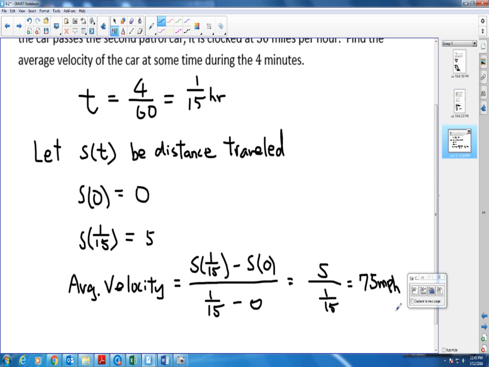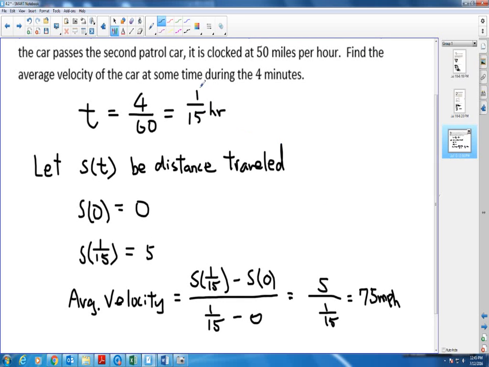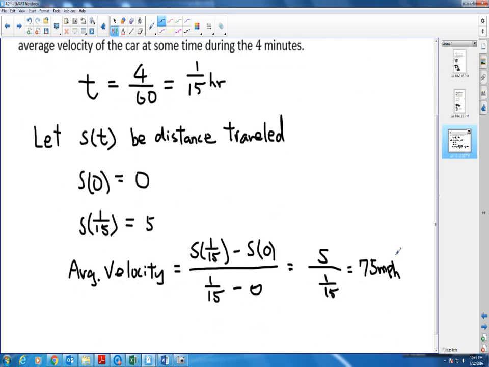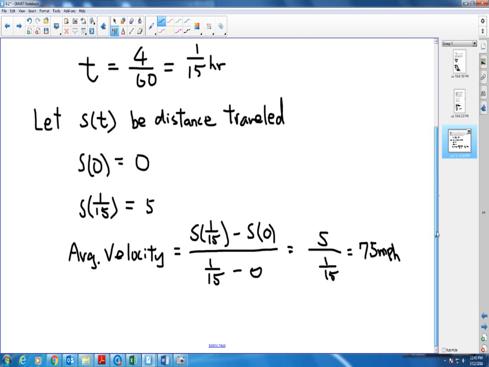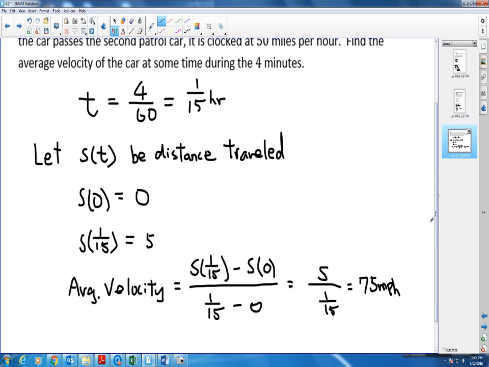So what this tells me is, if this position function is differentiable, we can apply the mean value theorem: the car had been traveling at 75 miles per hour at some time during those 4 minutes. That's very, very neat. It captures the speed within a certain interval. So I just want to show y'all an application using the mean value theorem.